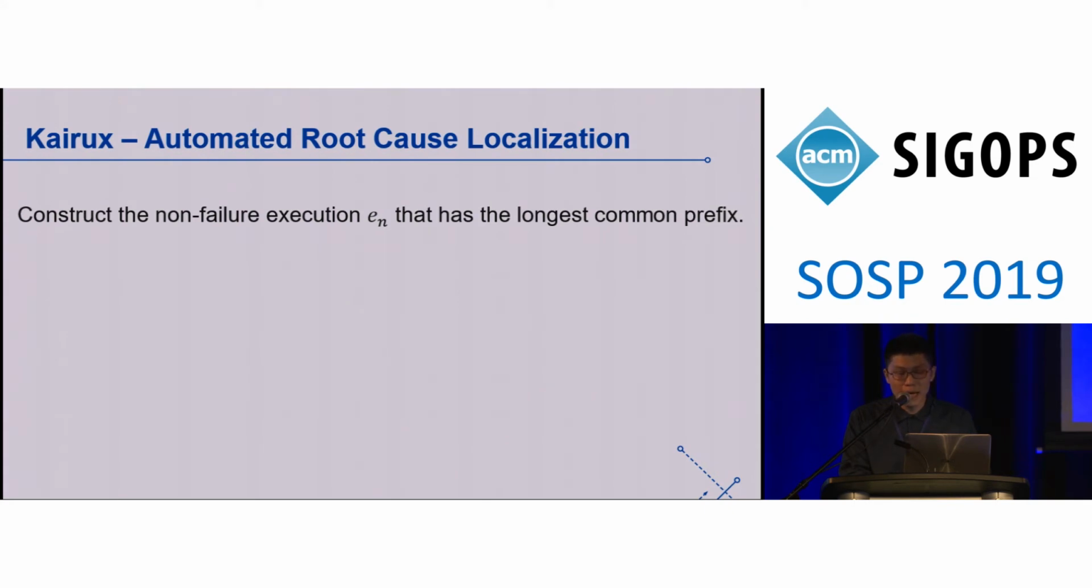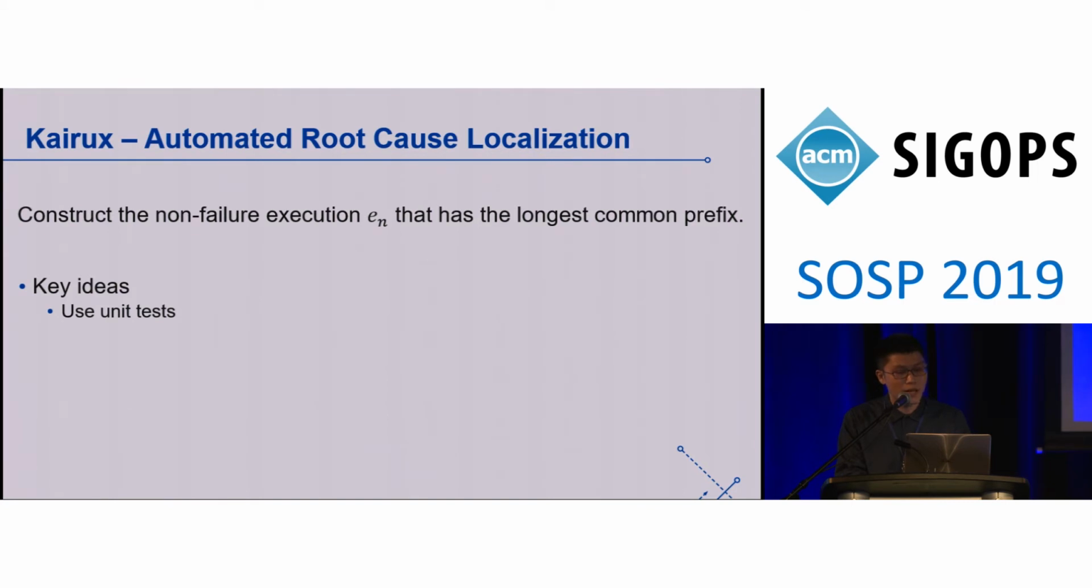The inflection point hypothesis enables us to build a tool called Kairux. It finds the root cause by systematically constructing the non-failure execution EN that has the longest common prefix with the failure execution. But the inflection point hypothesis is a theoretical idea. There can be infinite number of such non-failure executions. How do we find the single one with the longest common prefix?